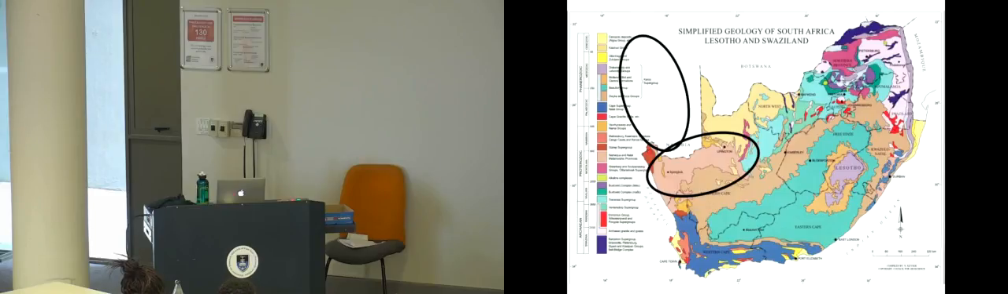And then we have two other things which happened during the Proterozoic, which we talked about yesterday. At around 2.059 billion years ago, we have the Bushveld intrusion, the Bushveld igneous complex.